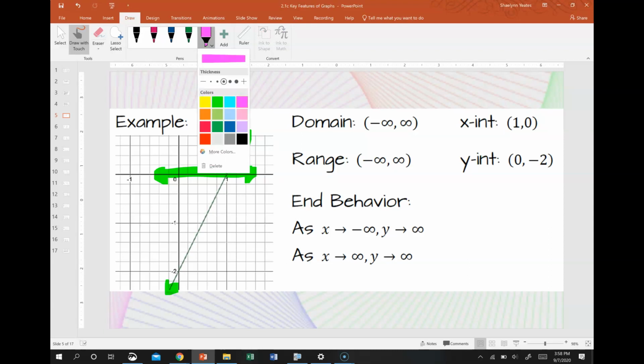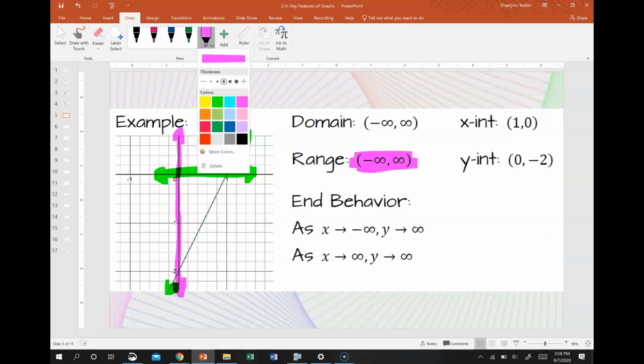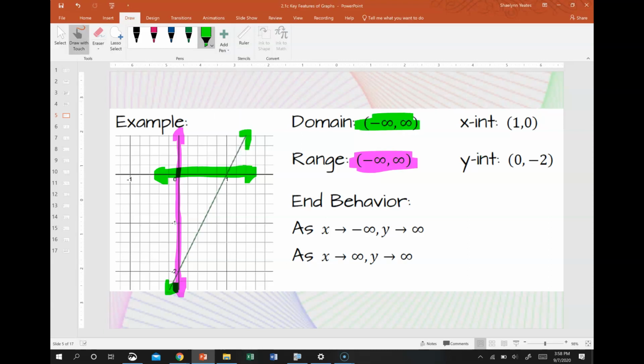Then the range is the same. Okay, if we squish it all onto the y-axis, we have an arrow pointing down, we have an arrow pointing up, and we take up the entire line. We have arrows pointing away from us. So my range is also negative infinity to positive infinity, and my domain is negative infinity to positive infinity, because we would take up all the numbers on the x, all the numbers on the y.